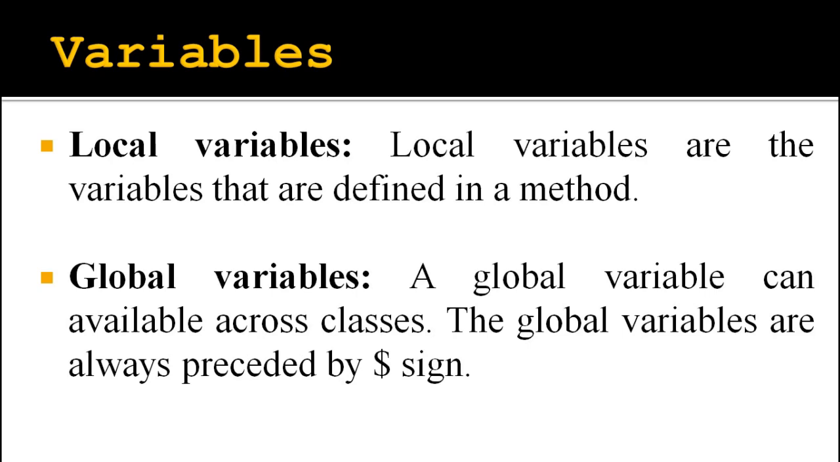In Ruby, the variables are categorized into four types. One is local variables. The variables that are defined inside any block are known as local variables. All local variables start with either a lowercase letter or an underscore sign. The scope of a local variable is within the block only.